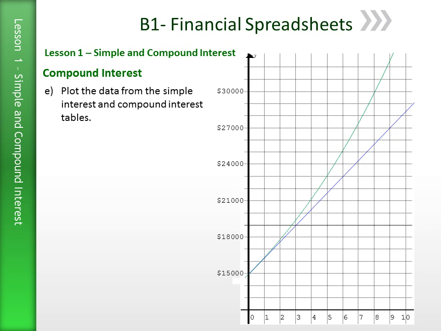The second thing is that the compound interest line will be curved and the simple interest line will be straight. If I ask you to sketch a graph of one of these or both, just make sure that these things are covered: the starting point, above the x-axis, and whether the line is curved or straight.